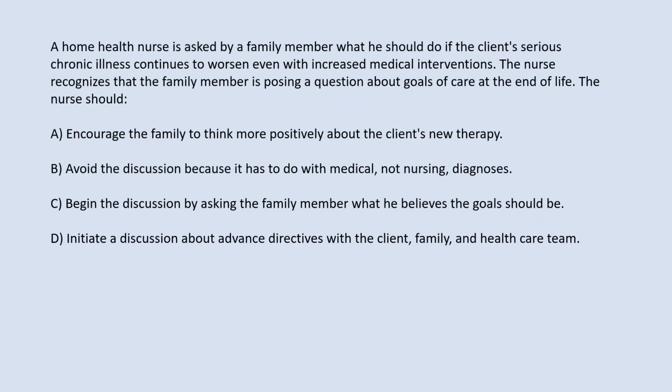A home health nurse is asked by a family member what he should do if the client's serious chronic illness continues to worsen even with increased medical interventions. The nurse recognizes that the family member is posing a question about goals of care at the end of life. The nurse should: A. Encourage the family to think more positively about the client's new therapy. B. Avoid the discussion because it has to do with medical, not nursing, diagnoses. C. Begin the discussion by asking the family member what he believes the goals should be. D. Initiate a discussion about advance directives with the client, family, and healthcare team.